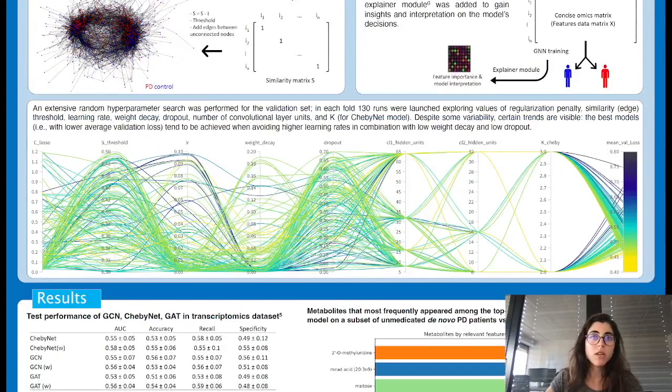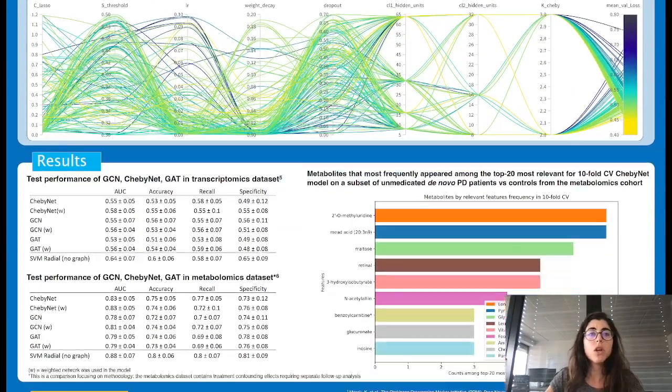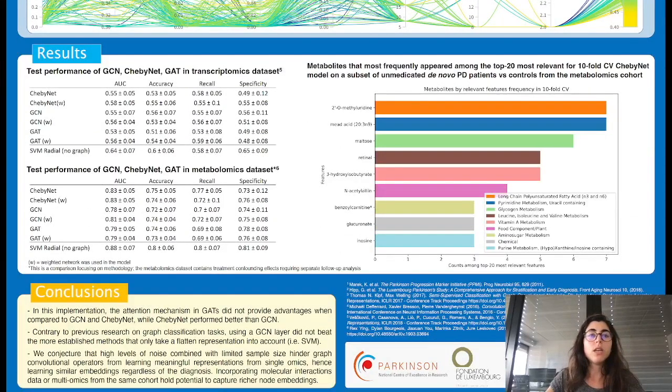So we see that these lines tend to be a bit darker, so higher mean validation loss, which we want to kind of avoid. In terms of results and conclusion, we see that in this implementation, the attention mechanisms in GATs did not provide advantages when compared to GCN and ChebyNet, while ChebyNet performed better than GCN. However, contrary to previous research on graph classification tasks, using a GCN layer did not beat the more established methods that only take a flattened representation into account.